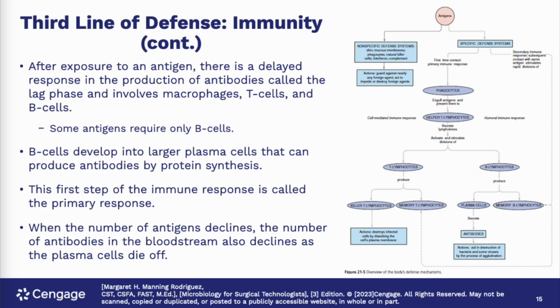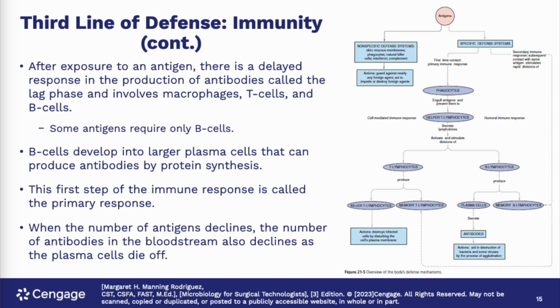After exposure to an antigen, the body goes through a delayed period called the lag phase. Now, this is where the immune system starts to produce antibodies. This phase involves macrophages, T cells, and B cells. You might want to know which phase does this.